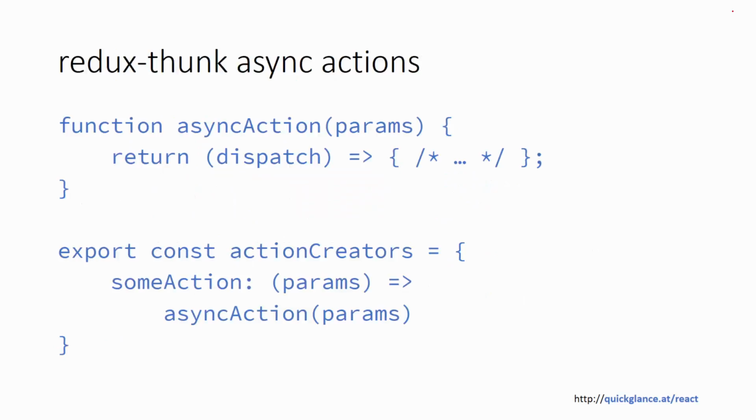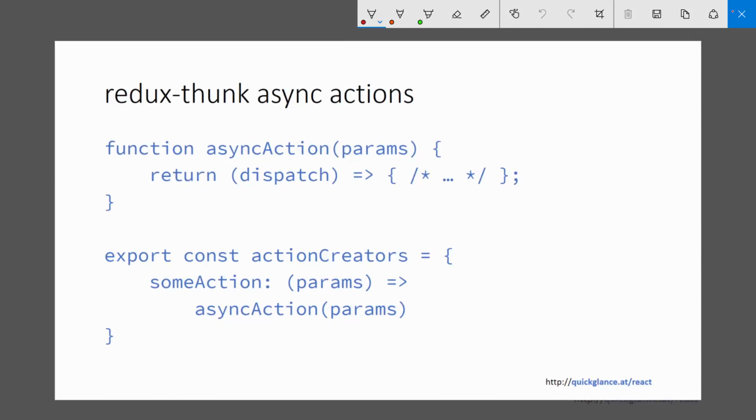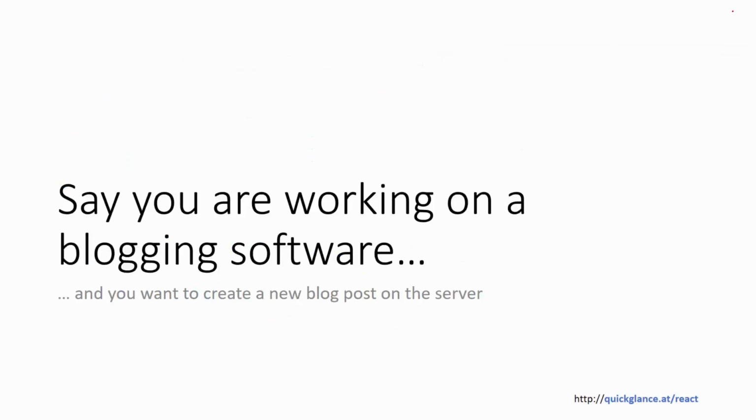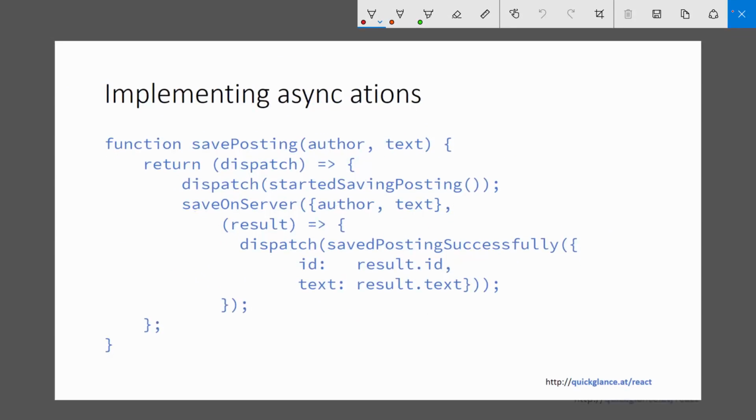You would use this function in your action creators here, so you would have a save posting action which gets an author and a text, and then calls this save posting function. Your action creator is a function that gets an author and a text and returns a function that gets a dispatch and does something with it. It immediately dispatches one action, started saving posting. We will look into this action creator in a minute. But here you can see this function immediately dispatches an event, and you can use this event to gray out the screen or display a spinner or start a progress bar or whatever you want.